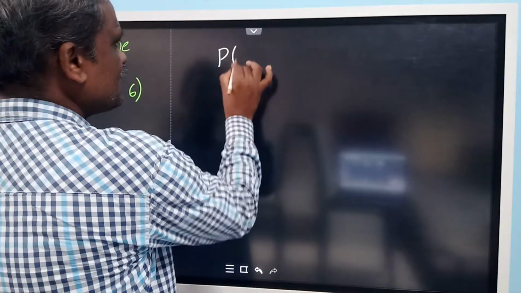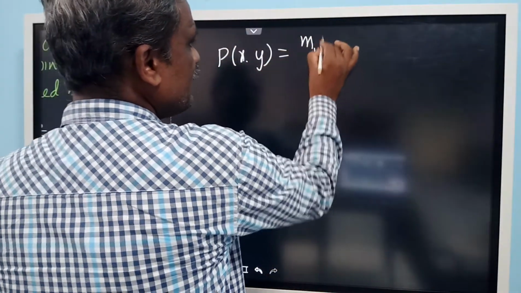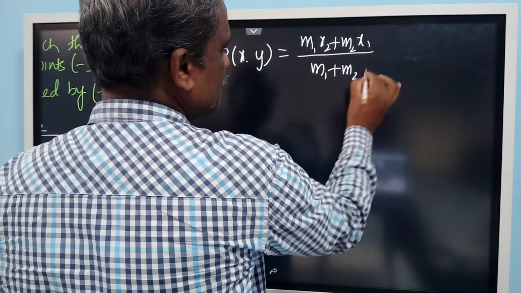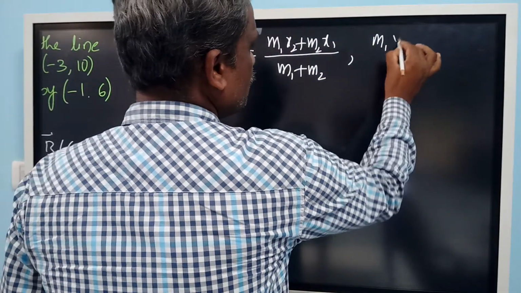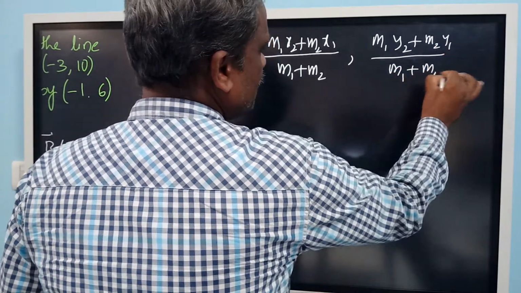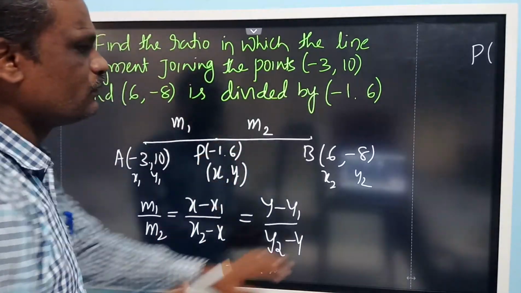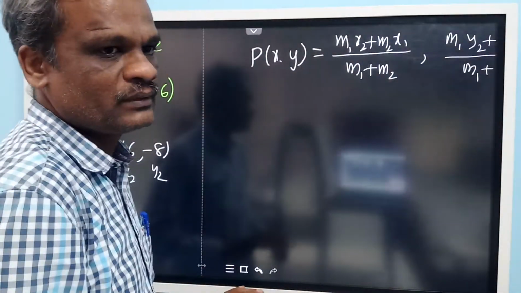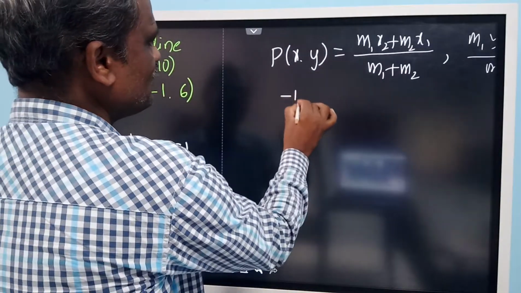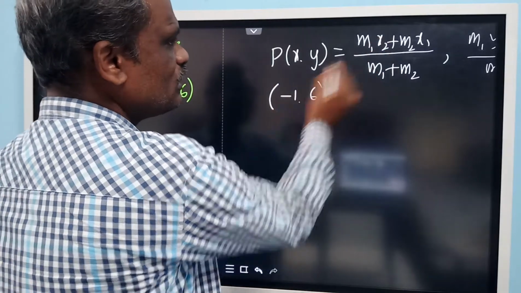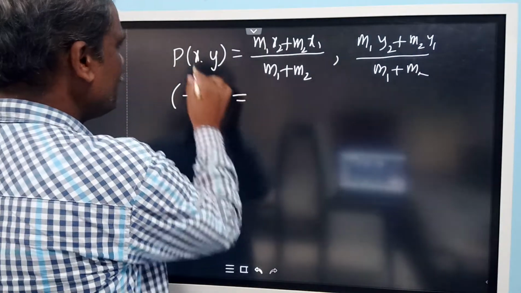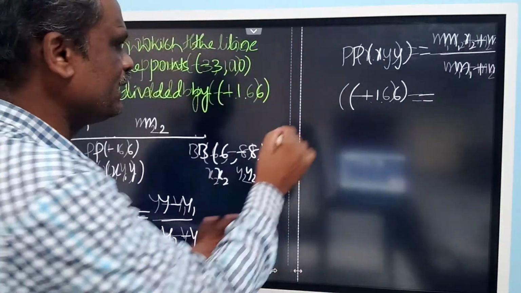Directly you can use the section formula here. The section formula, P of x, y, is m1 x2 plus m2 x1 divided by m1 plus m2, then m1 y2 plus m2 y1 divided by m1 plus m2. Everything you know except this m1 and m2. You can substitute all this in the formula and equate the x coordinate. This is given P of x, y, it is minus 1, 6. Whatever you substitute, equate this one to minus 1. I will do it in the other method also. First, P of minus 1, 6.